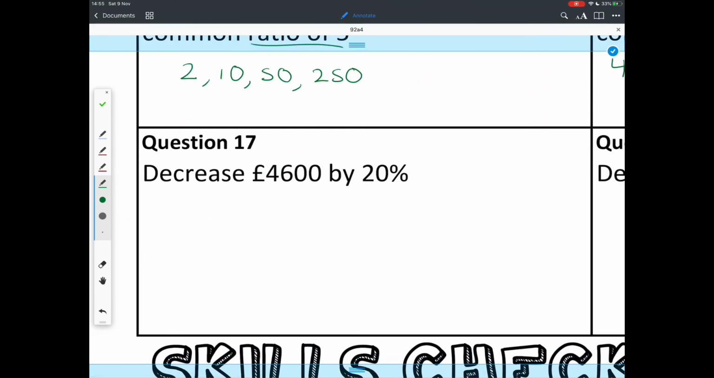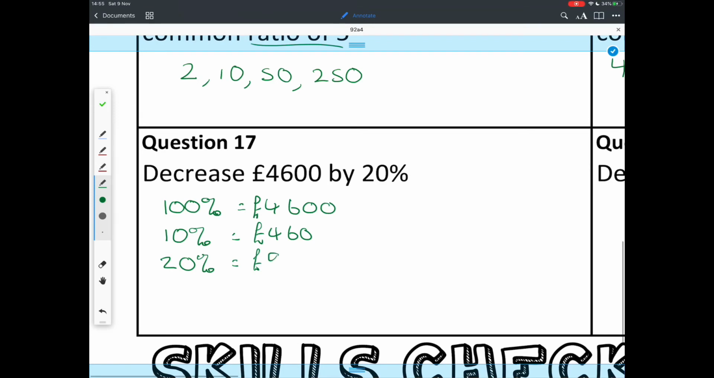Right, decrease by 20%. As you know, I encourage you not to use a calculator for this homework. So my suggestion would be that we say 100% is £4,600. So 10%, divide it by 10, is 460. 20% therefore is 2 of those. So 2 lots of 460. 2 lots of 400 is 800. 2 lots of 60 is 120. So it will be £920.